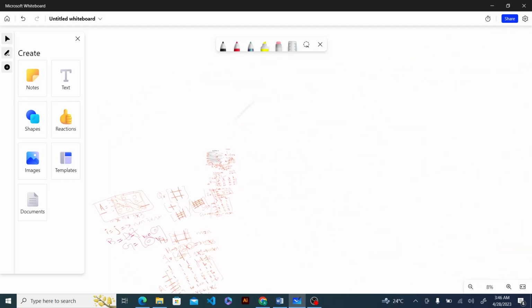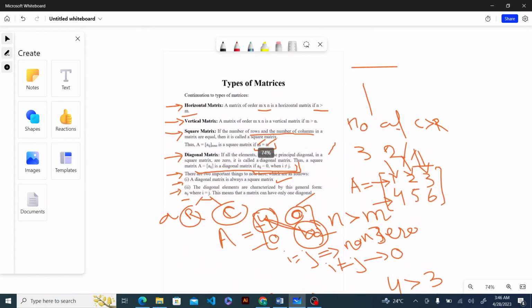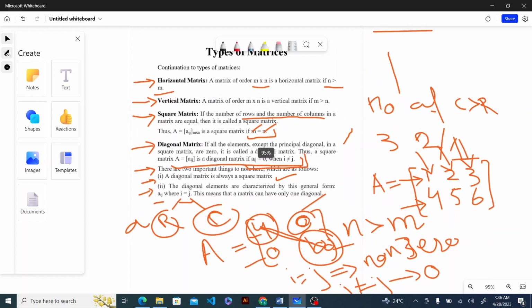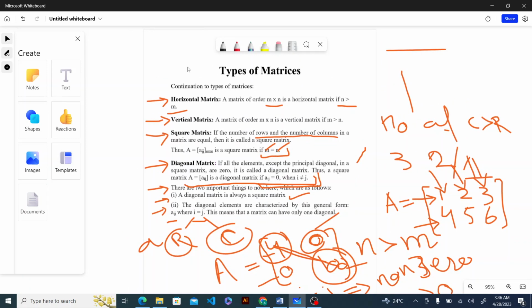So this was today's lecture. Let us review it again and then we will continue. In today's lecture, what we studied was types of matrices. In the previous lecture we studied 4 types of matrices, and in today's lecture we have studied 4 more types: horizontal matrix, vertical matrix, square matrix, and diagonal matrix. In horizontal matrix, the rule is n should be greater than m, meaning number of columns should be greater than number of rows. In vertical matrix, m should be greater than n, rows should be greater than columns. And in square matrix, m will be equal to n, meaning number of rows will be the same as number of columns.